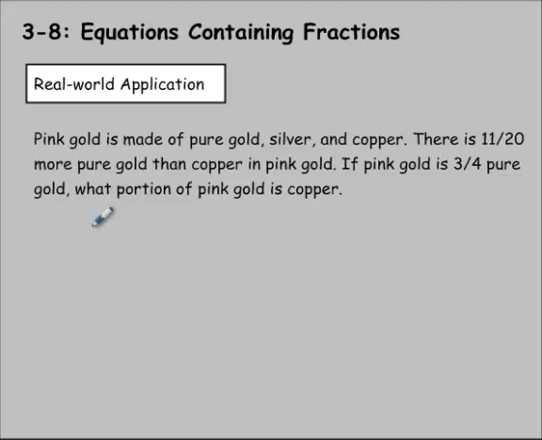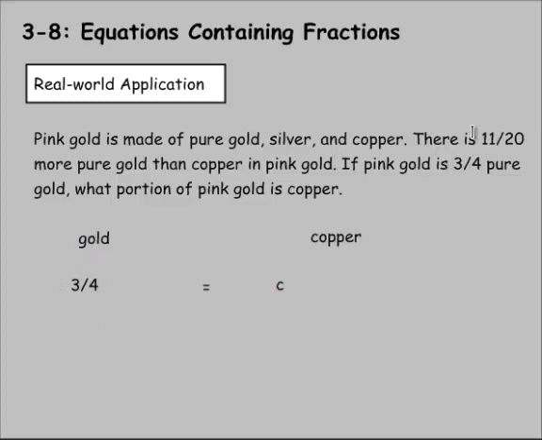Here's our word problem. Pink gold is made of pure gold, silver, and copper. There is 11/20 more pure gold than copper in pink gold, so there's more gold than copper. If pink gold is 3/4 pure gold, what portion of pink gold is copper? So we're comparing two different things, right? We're comparing gold and then copper. And we have an equal sign in the middle. It tells us that it's 3/4 pure gold, and then we need to find out the copper, C.